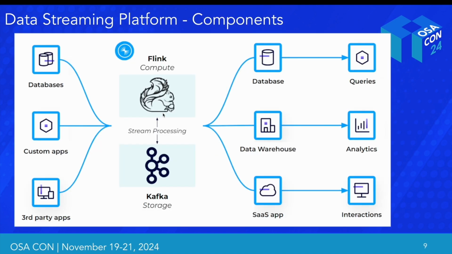Now, such a data streaming platform normally consists of a data source or a producer, a data stream storage like Apache Kafka, a data stream processing or transformation engine like Apache Flink, streaming governance tools, and sinks, which could be operational databases, data warehouses, or other downstream applications.